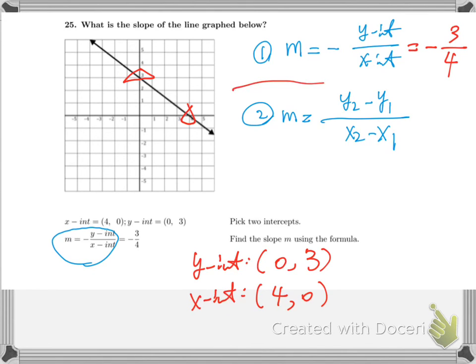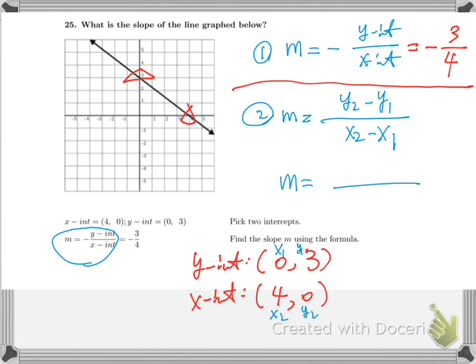If you want to use the second formula, y2 minus y1 over x2 minus x1, you have to label the x and y intercepts. So x1 is 0, y1 is 3. Then you label the x-intercept as x2, y2, so x2 is 4, y2 is 0. If you forget about zeros, you use the first formula. If you want to include the zeros, you have to use the second formula.